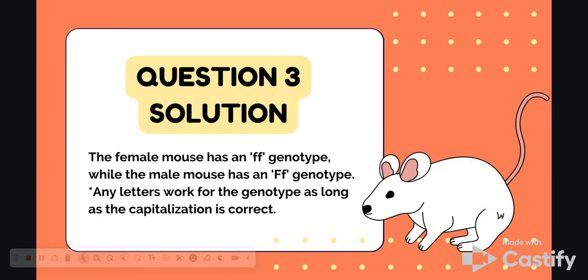The female mouse has a lowercase f genotype, while the male mouse has an uppercase F, lowercase f genotype. Any letters work for the genotype as long as the capitalization is correct.